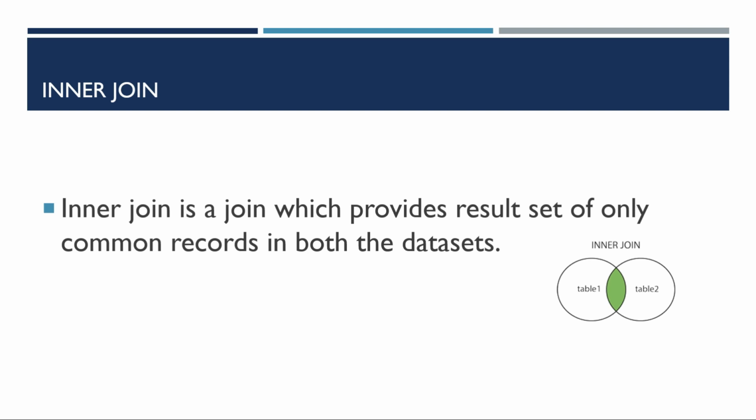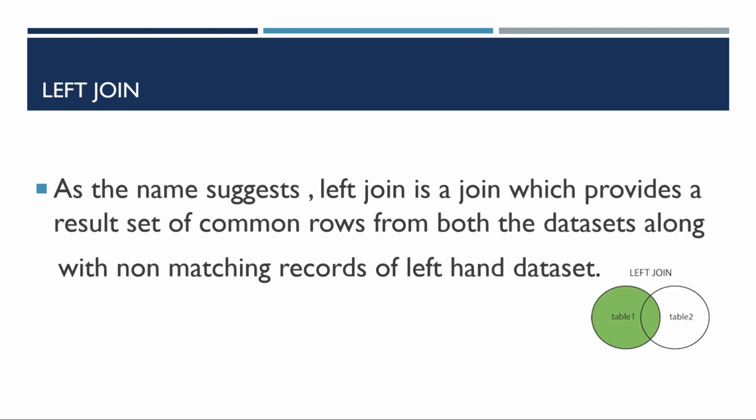Then we have left join or left merge. As you can see in the image, or you can read it on the slide also, let's say we want the common points in both the tables along with the points which are not common in the left table. So you can say we are taking the common data points from both the tables and all the non-matching or non-common data points from the left table.